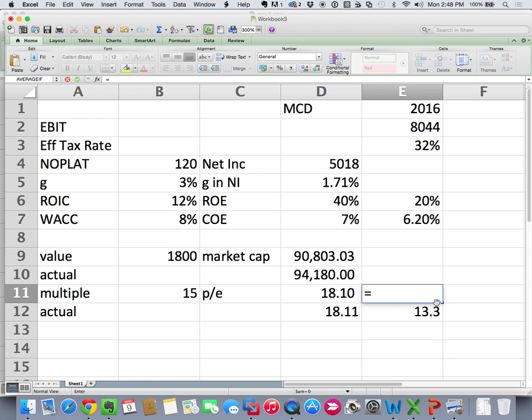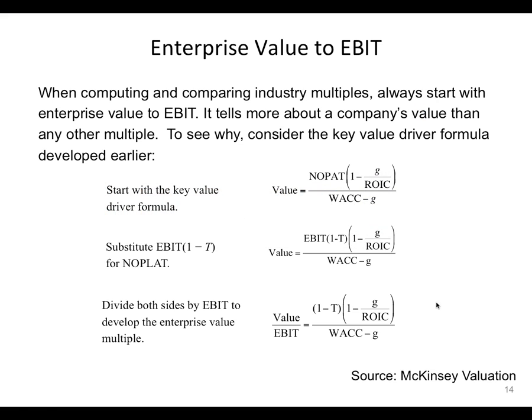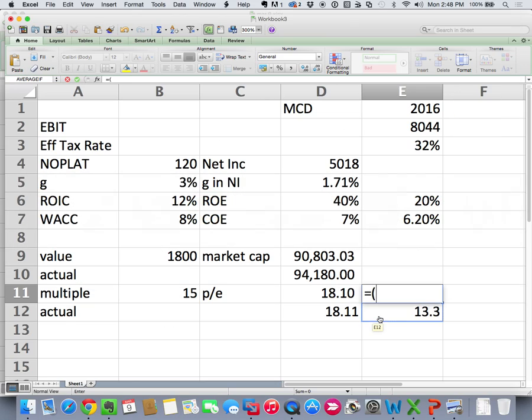So what is the formula? Basically going to put in this formula. So 1 minus the tax rate, I'm going to multiply that by 1 minus the growth divided by the ROIC. I'm going to take all of that and divide that by the WACC minus the G. So that would tell me that the multiple would be 11 with no growth.